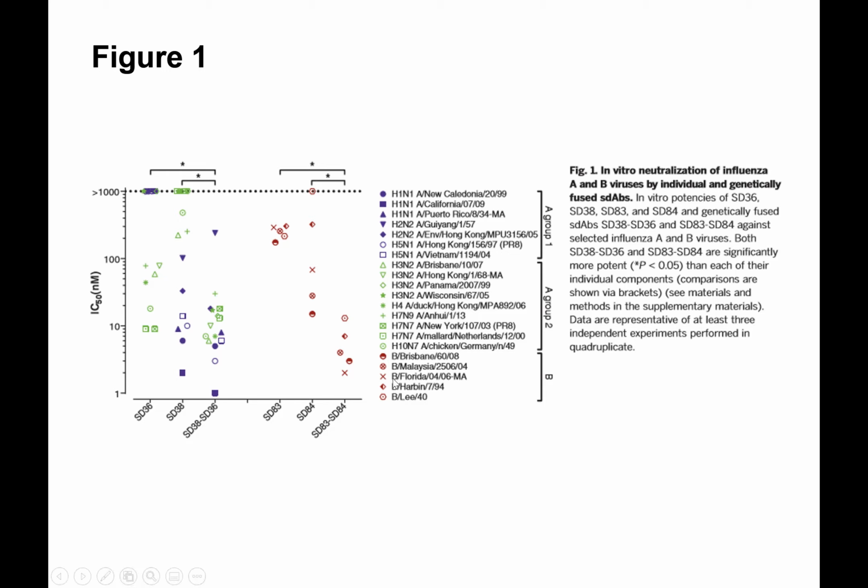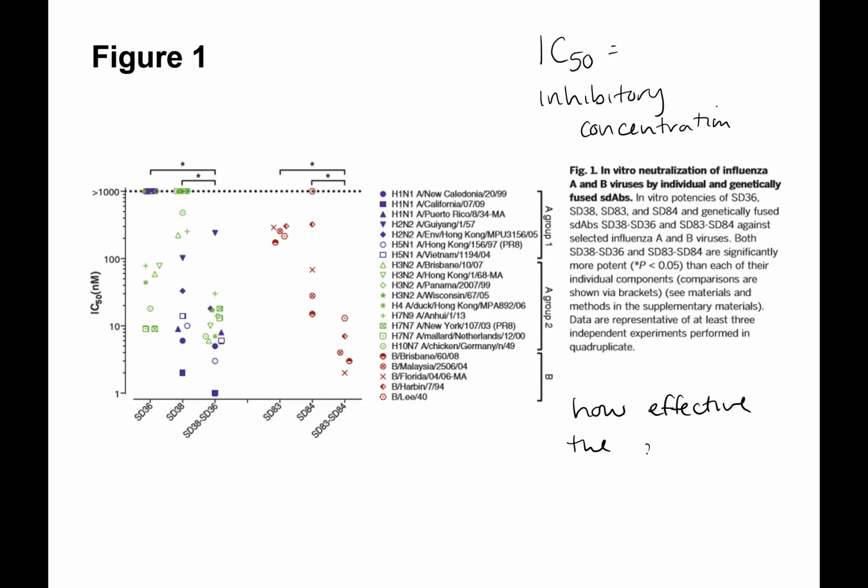All right, so figure one, like I said, here's all these different flu strains, and they are calculating an IC50. IC50 means inhibitory concentration. So it's telling you how effective the antibody is at blocking virus infection.